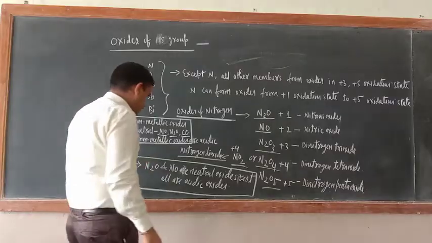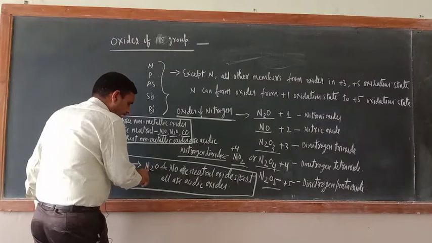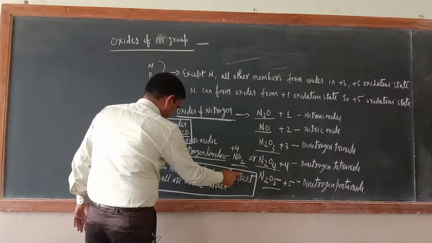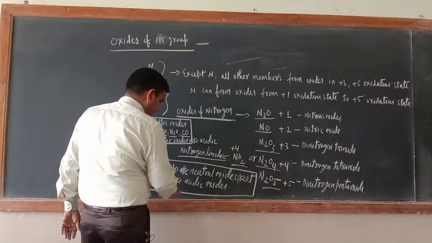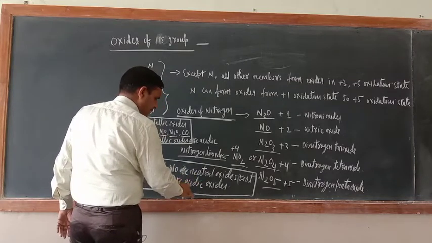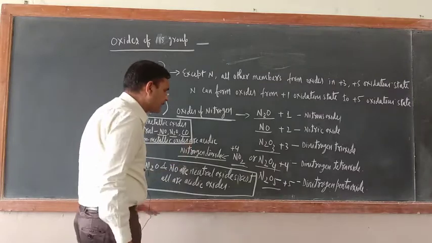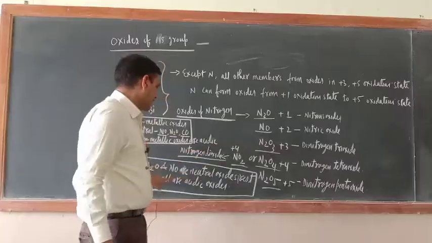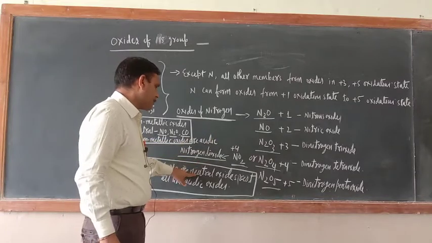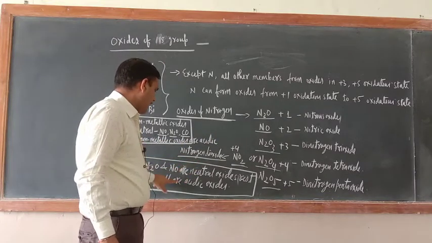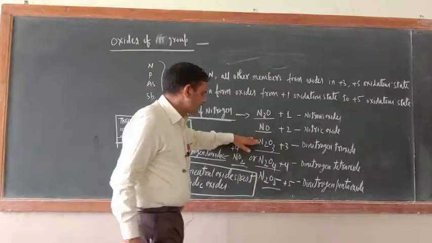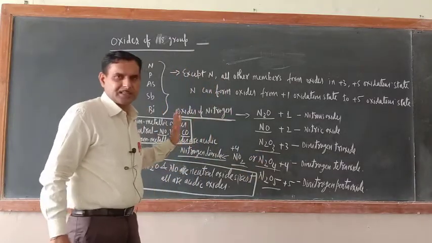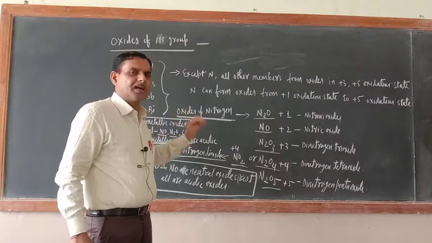Now try to understand here. N2O and NO are neutral oxides. Rest all oxides are acidic in nature. I am talking of nitrogen only. The first two oxides, nitrous oxide and nitric oxide, are the neutral oxides. Rest all are acidic oxides, means N2O3, N2O4, N2O5, they are acidic oxides. Agree with me?